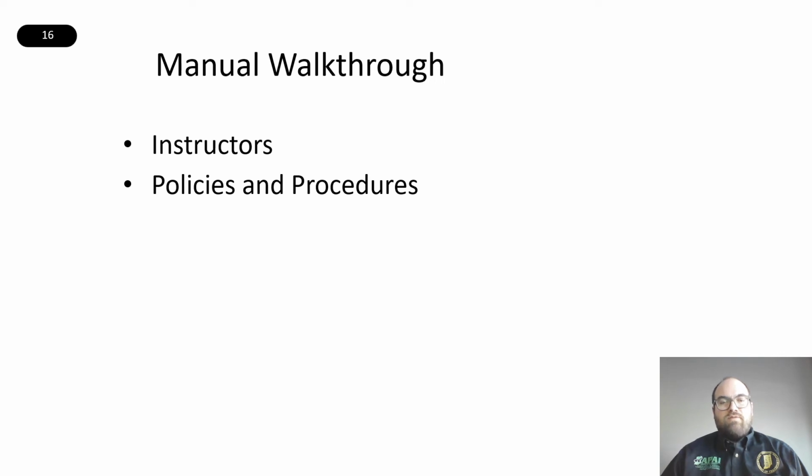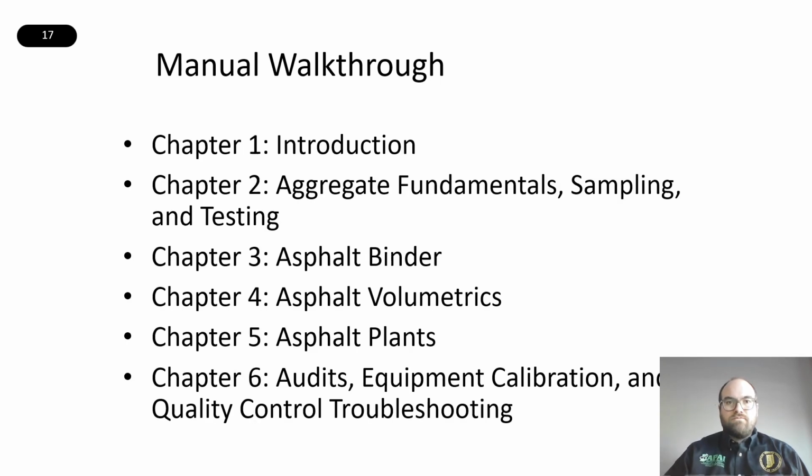So at the front of the manual are some before chapter 1 things like the list of instructors, the policies and procedures document. You should take a look at the policies and procedures document. It talks about the requirements for certification and becoming level 1, staying certified, and things like that. All right, starting with chapter 1, the introduction. A lot of the things I just talked about, the purpose of the course, the QCQA, safety, rounding rules, things like that, you can find in chapter 1.